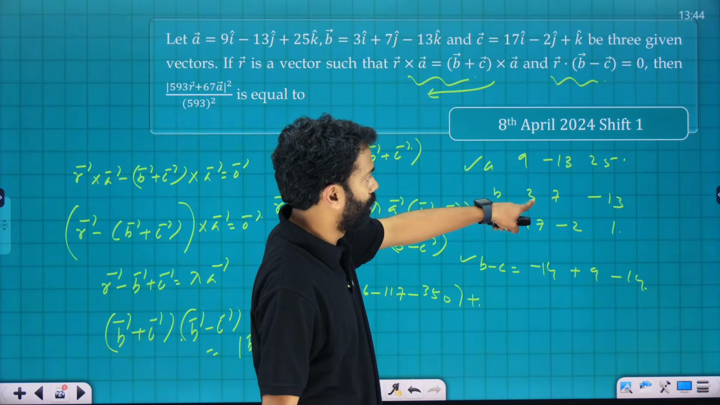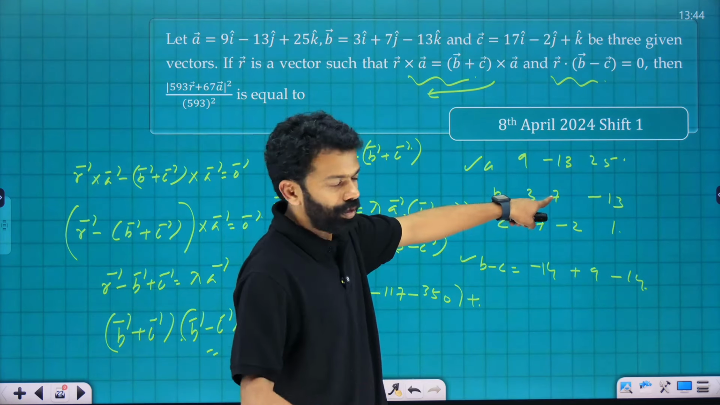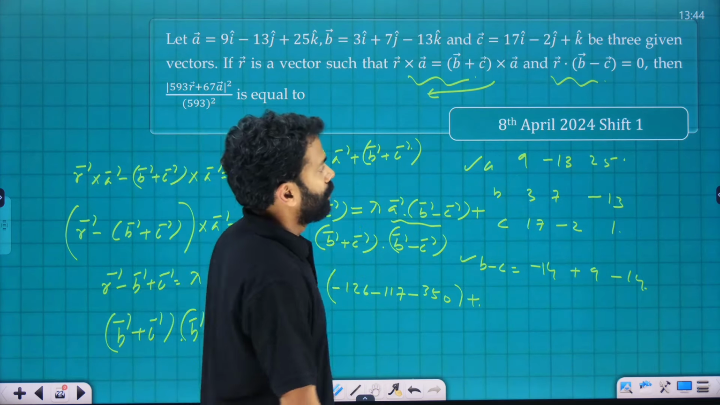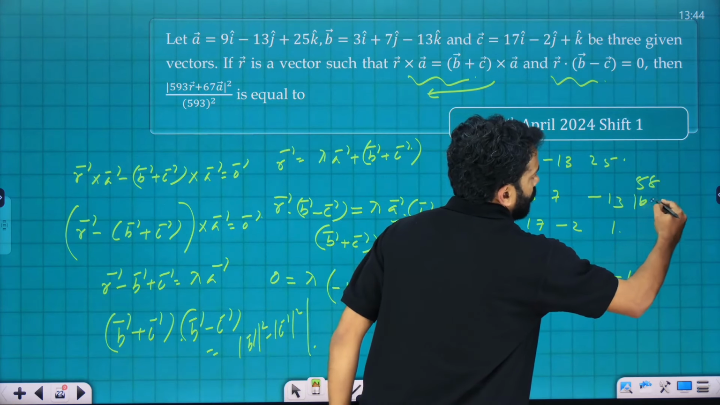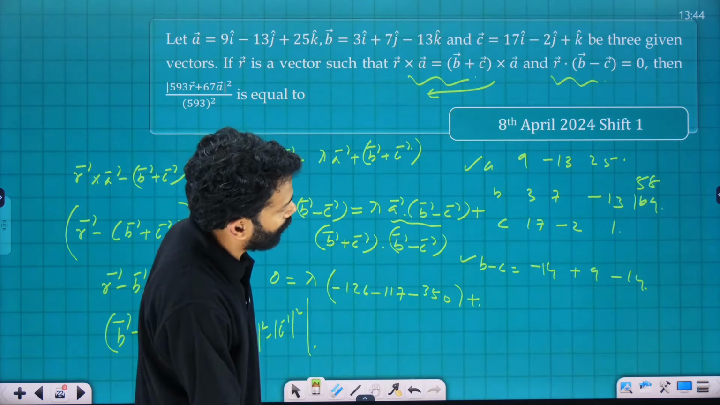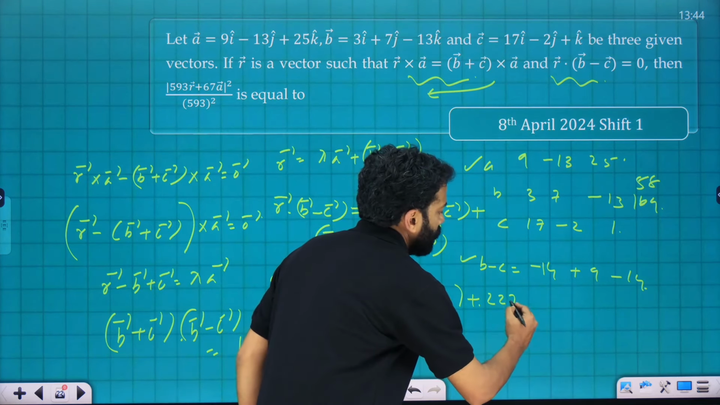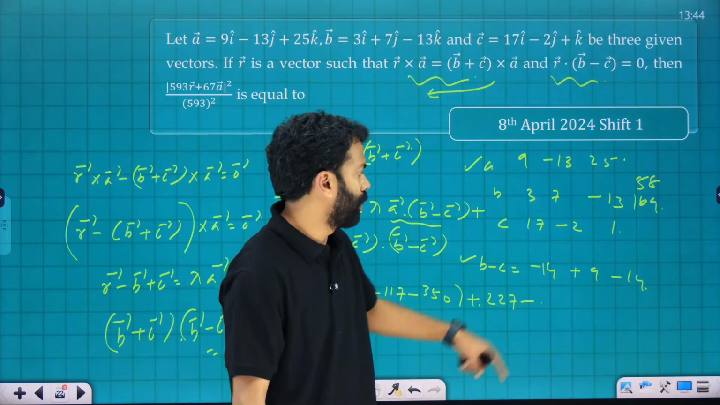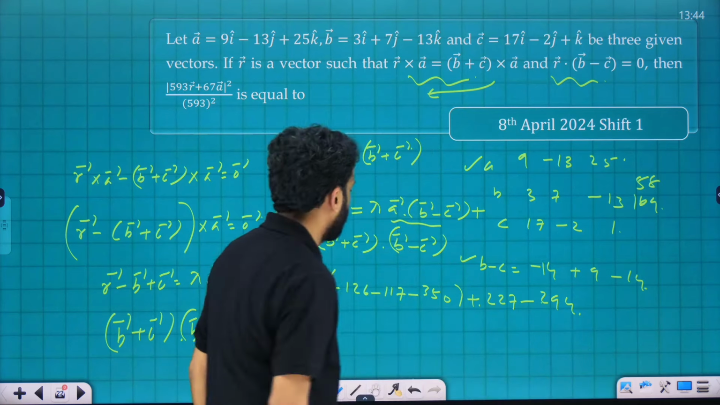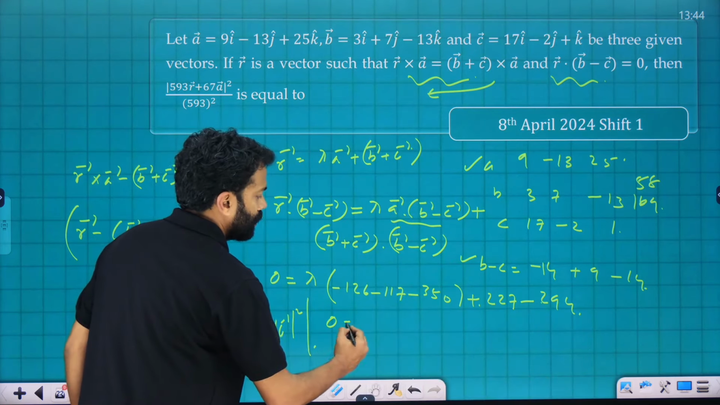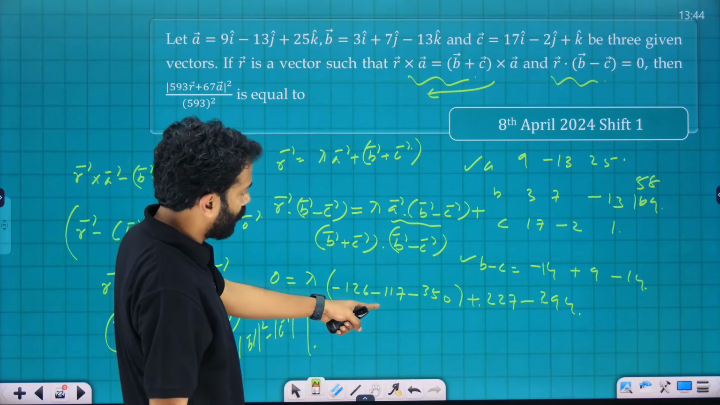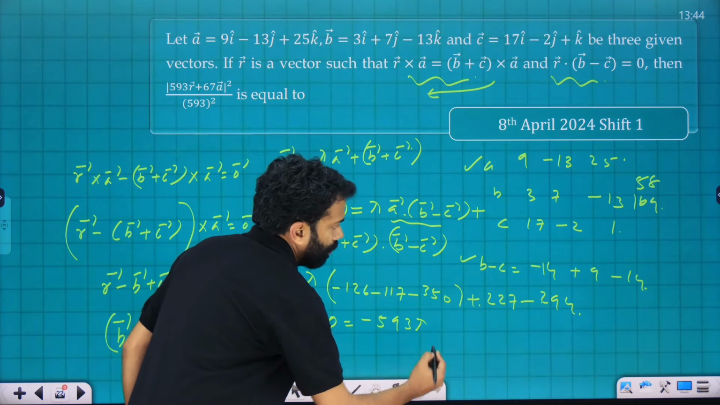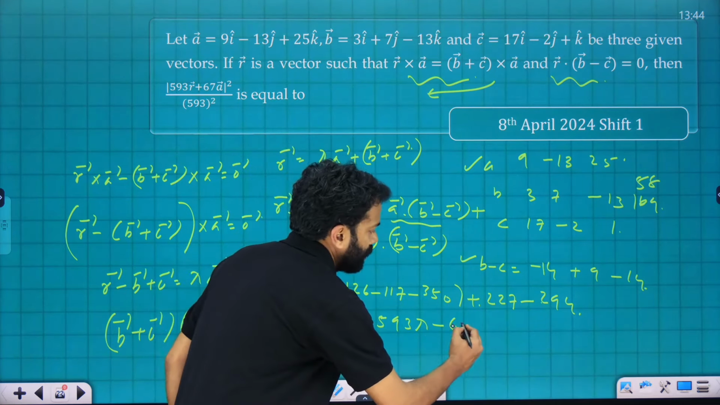So what is magnitude of b square? That is 3 square, 7 square is 49. 49 plus 9, 58. 58 plus 169, that is 227. Minus, what is magnitude of c square? 289, 294. Minus 294. Okay, so this is our parent equation. That is 0 is equal to, this is minus 243 and minus 593 lambda, minus 67.